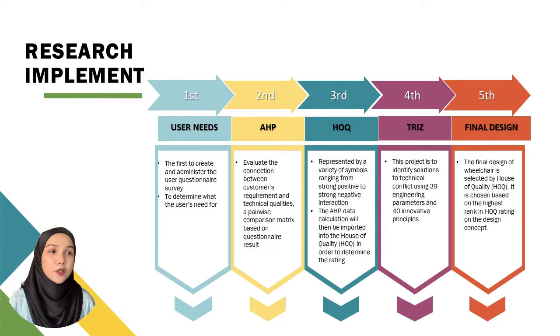The first is user needs: to create and administer a user requirement survey to determine what the users need. Second is using AHP to evaluate the connection between customer requirements and technical qualities, with a pairwise comparison matrix based on the questionnaire results. The third is using HOQ, represented by a variety of symbols ranging from strong positive to strong negative interaction, and the data from the AHP calculation will be imported into the House of Quality to determine the rating.